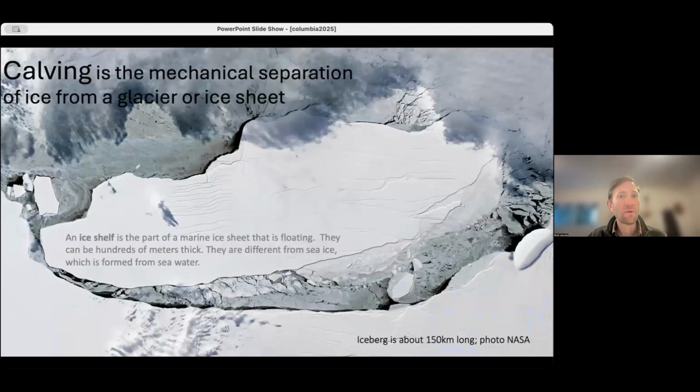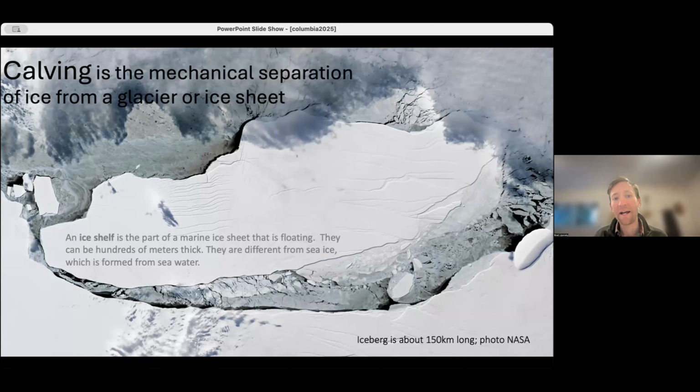Okay, so when I say calving, then that is the mechanical separation of ice from a glacier or ice sheet. It's different than melting. There are two ways that ice sheets, for example, in Antarctica lose mass: either through melting or through calving. All the melting in Antarctica happens in the water because the air is really cold. So it's all submarine melt.